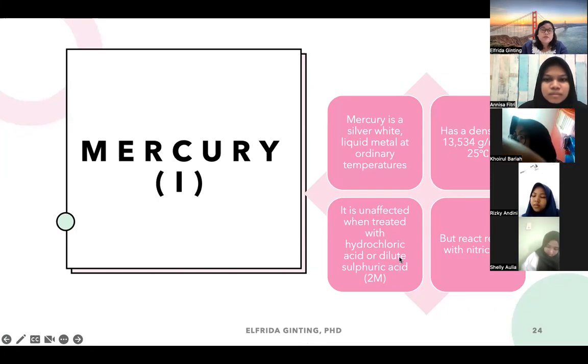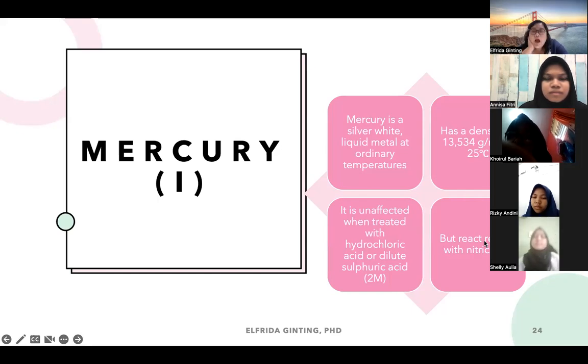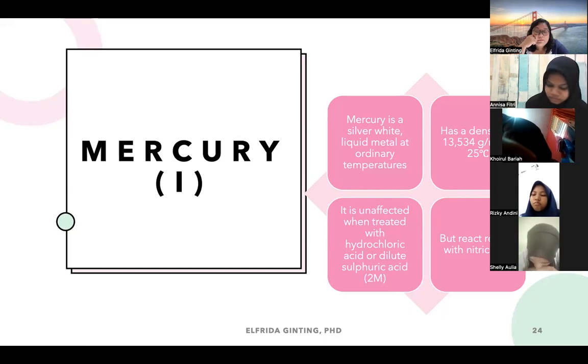So the only acid that you can use is nitric acid. If I ask you what acid reacts with mercury, then your answer should be nitric acid, because hydrochloric acid and sulfuric acid do not react with mercury. Okay.